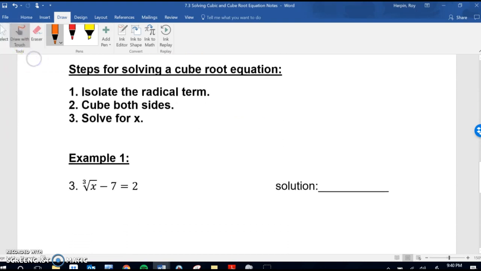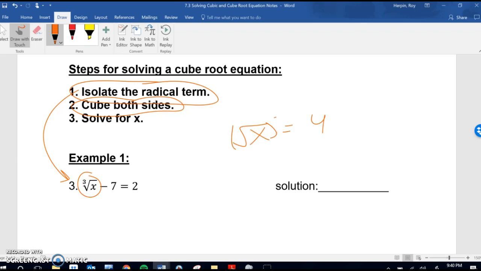Alright, cube roots. Similar process. Isolate the radical term, so isolate the cube root part, which for the first one is just that. And then I have to cube both sides to undo the cube root, just like to undo a square root. If we had the square root of x equals 4, we would square both sides. We'd get x equals 16. Similar thing here, but now it's cubes.